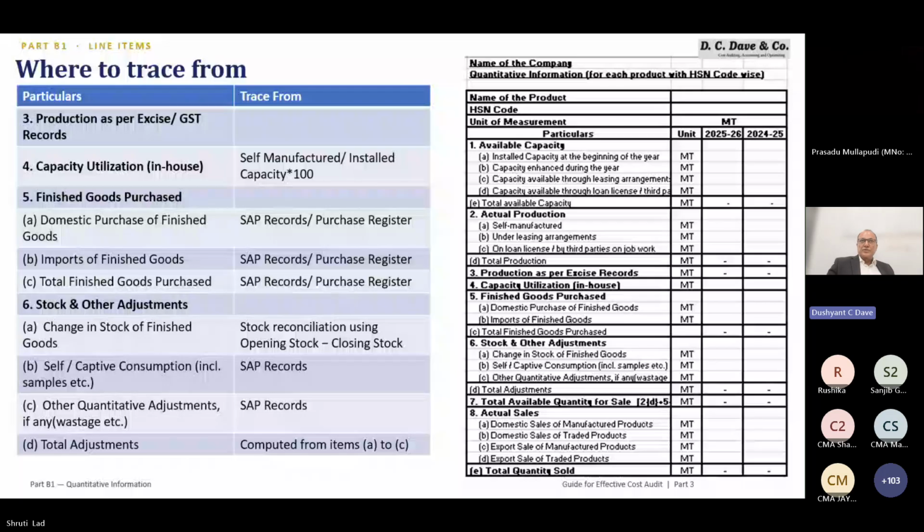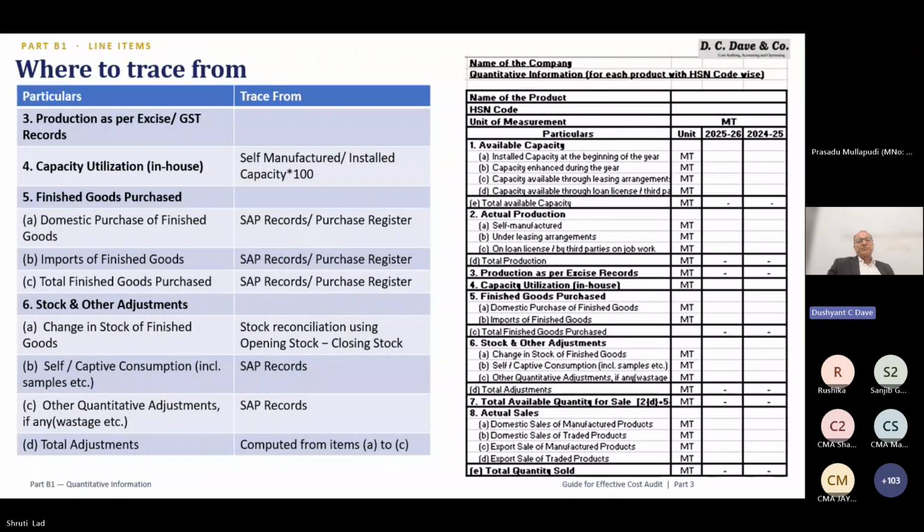So now let us go to line items continuation. So where to trace from? We discussed installed capacity and production. I'm now going below production, into the further line items. Let us say production as per GST records.